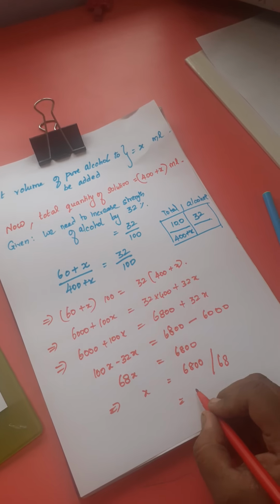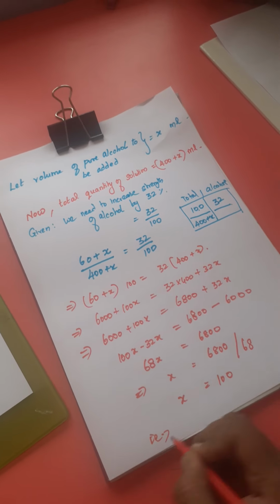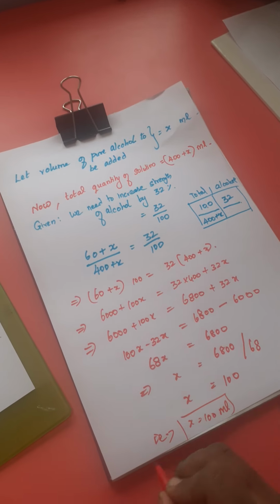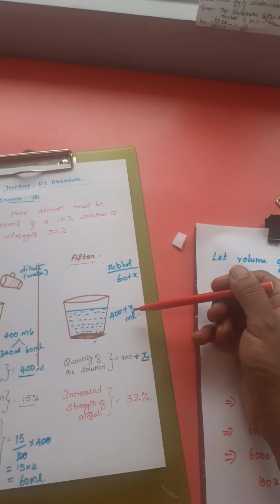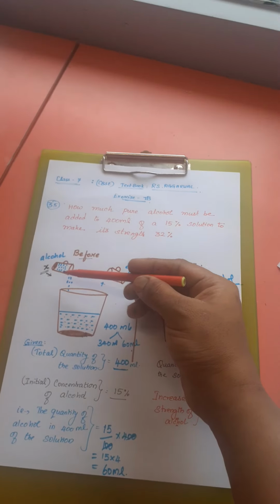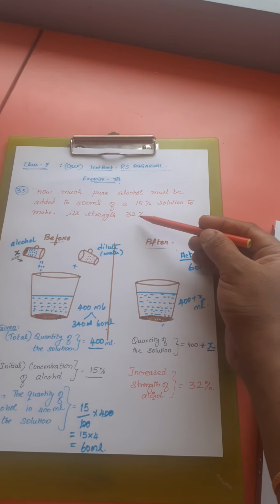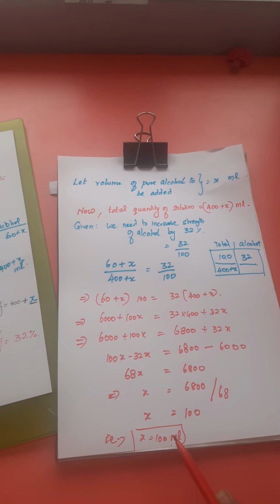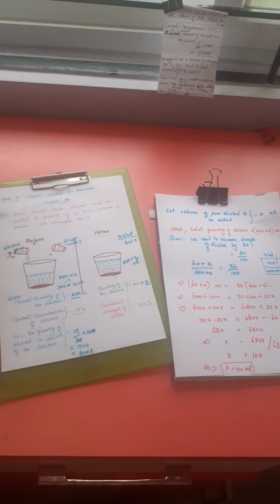That is nothing but 100. So x is equal to 100, that is, 100 ml of alcohol has to be poured. X amount of alcohol is poured to make it a strength of 32%. So we have arrived at 100 as the answer: 100 ml of alcohol has to be poured to make the strength 32%.